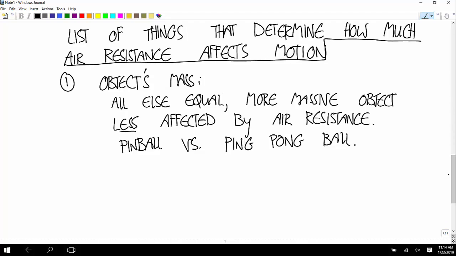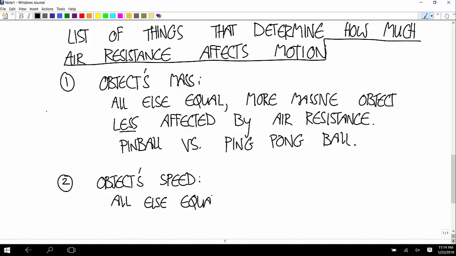The second thing is the object's speed. So again, all else equal, a slower object is less affected by air resistance.